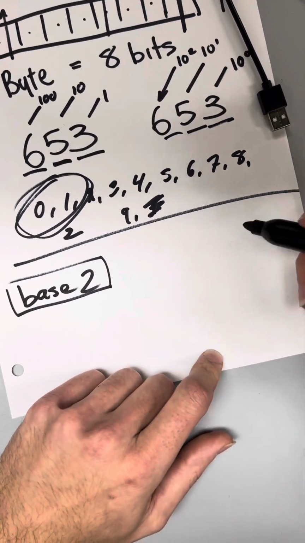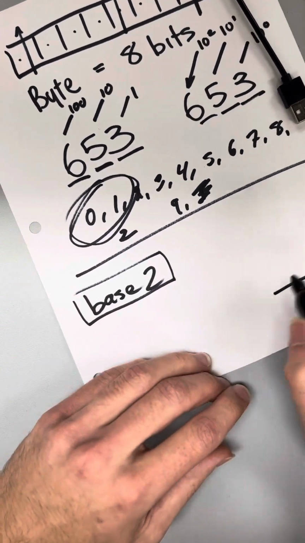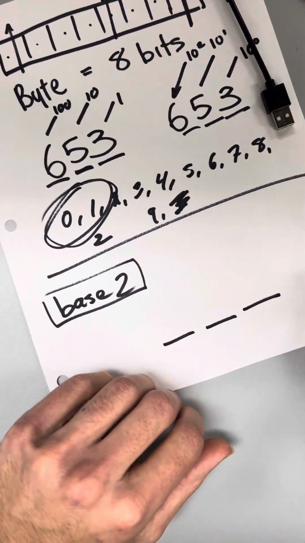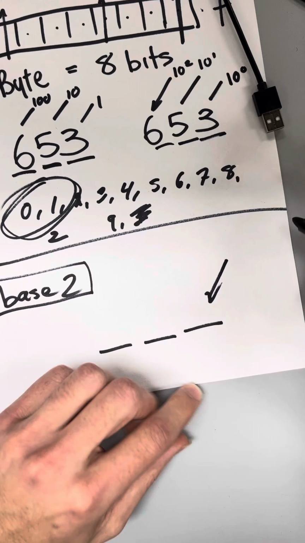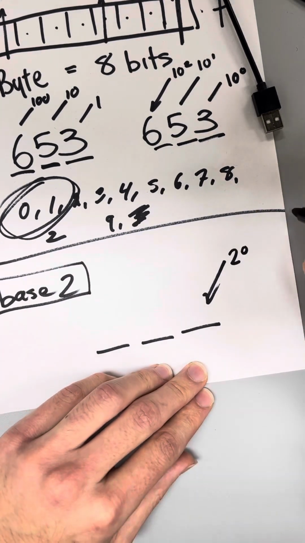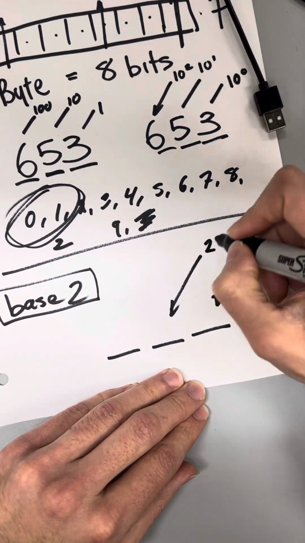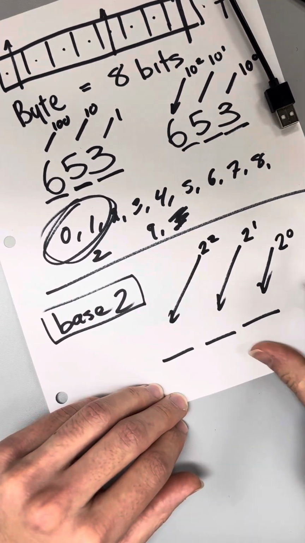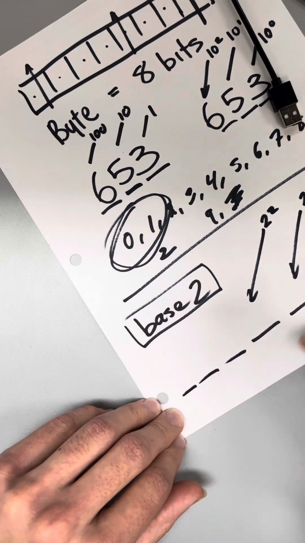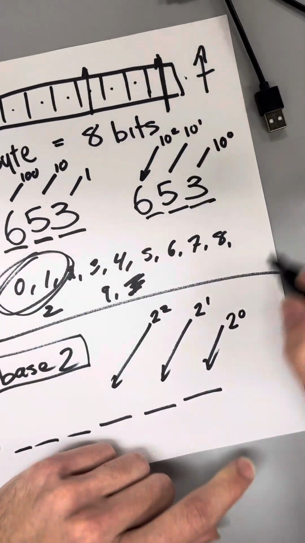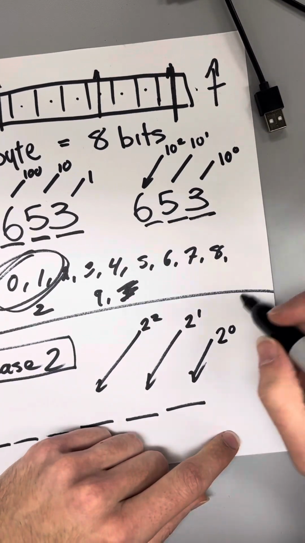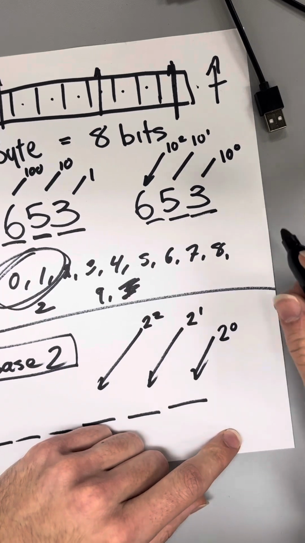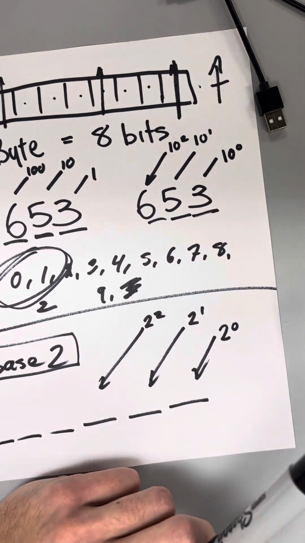So now I don't have a ones place and a tens place and a hundreds place. I have a 2 to the 0, I have a 2 to the 1, and I have a 2 to the 2. I've got a 2 to the 3, 2 to the 4, 2 to the 5, and so on. What's 2 to the 0? Well, anything to the 0 is just 1. So I'm running out of room.